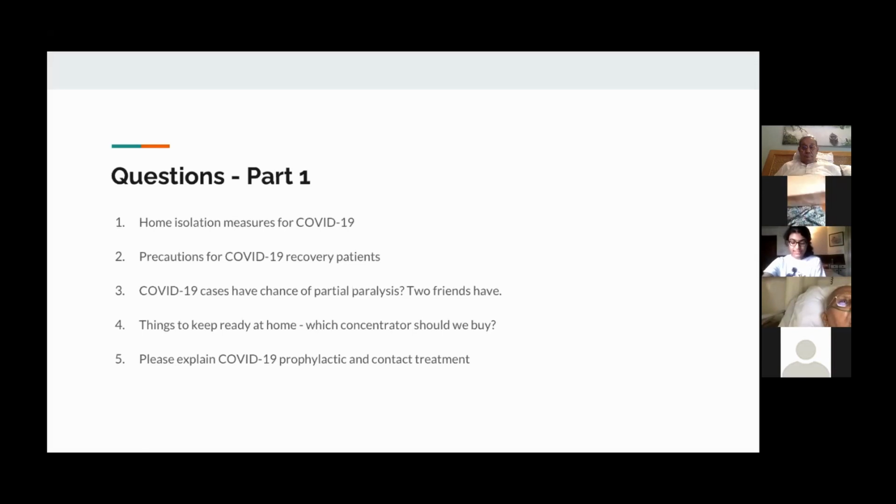We've got more questions in the chat again. Is it safe for breastfeeding mothers to take the vaccine? If yes, is there a vaccine preference?